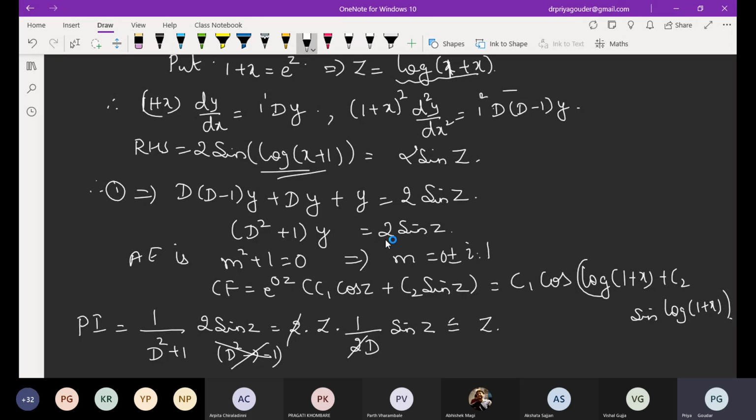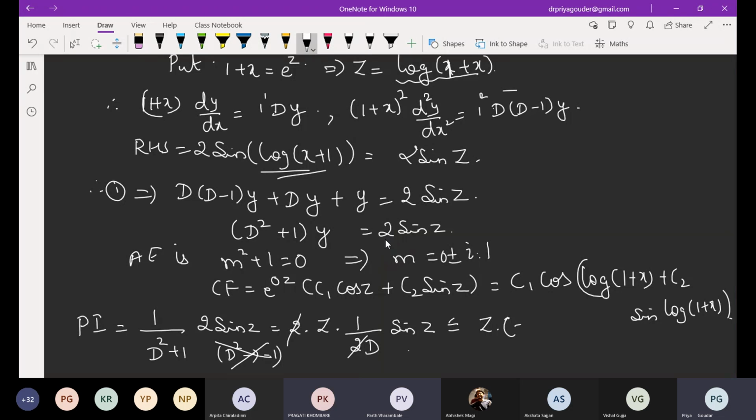One more thing. If you keep this z here, it looks like you should integrate z and sine z both. That is wrong. You should multiply by z and then differentiate, isn't it? So 1 over D on sine z means what? It's an integration. What is the integration of sine z?